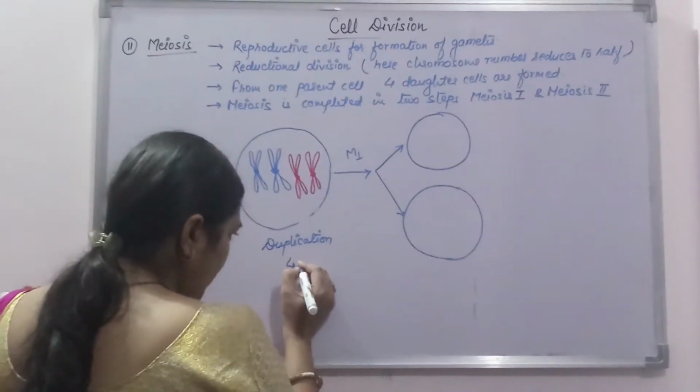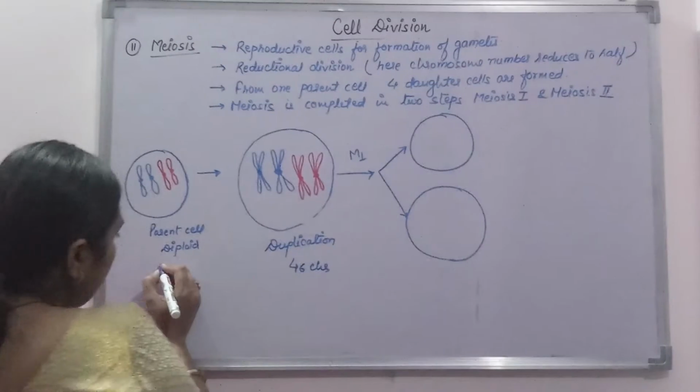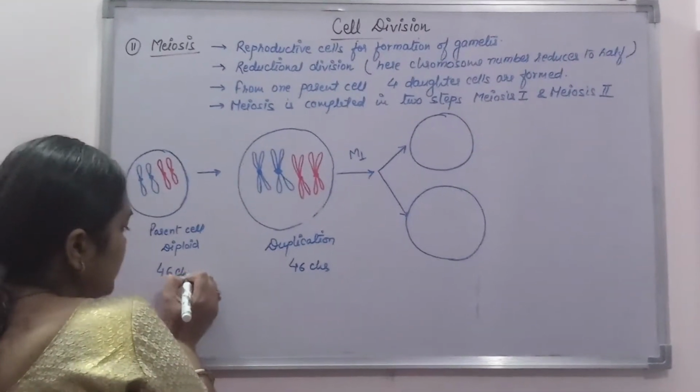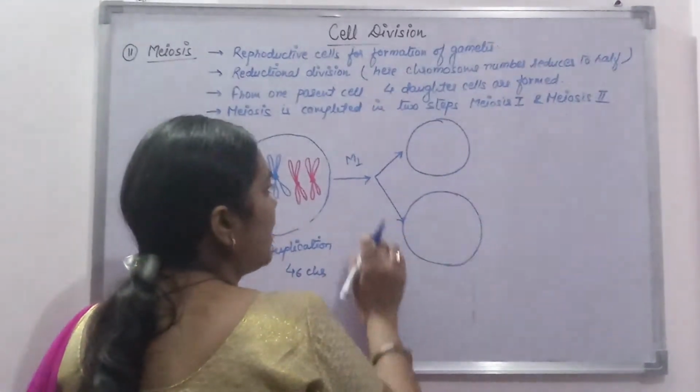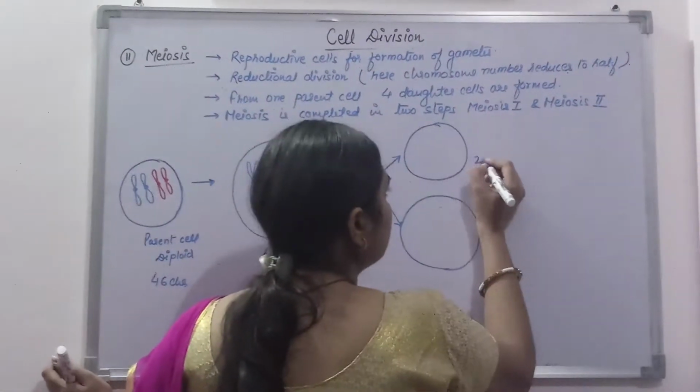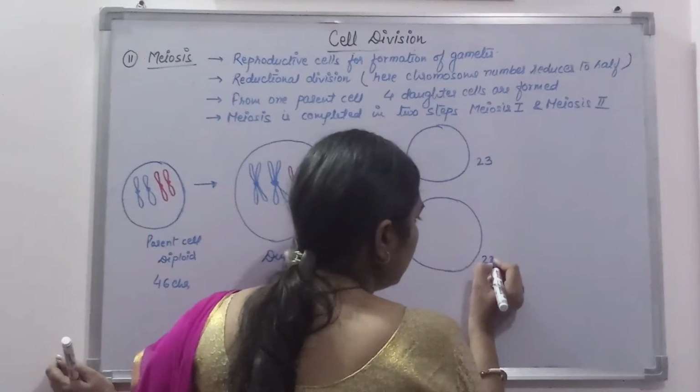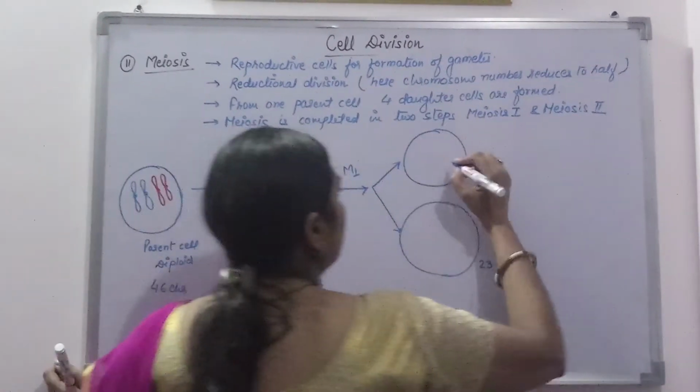Till now it has 46 chromosomes. Suppose that a parent body has 46 chromosomes. So till now it will also have 46 chromosomes, and now after meiosis 1 it will have 23 chromosomes. 23 here and 23 here. How? See.